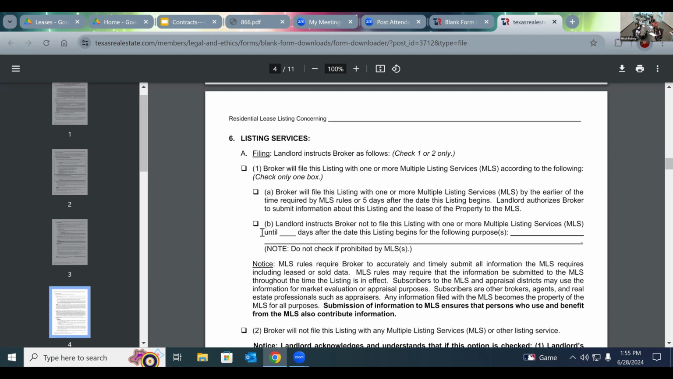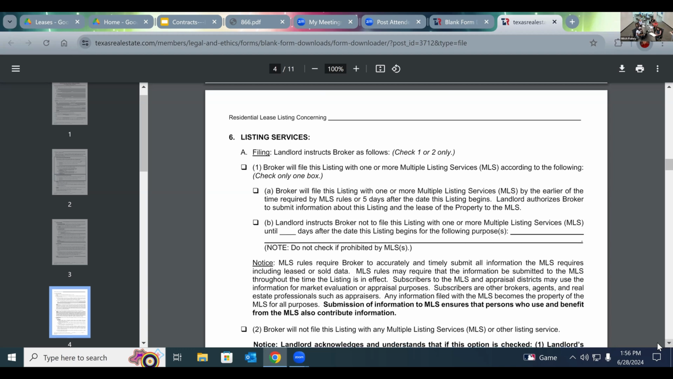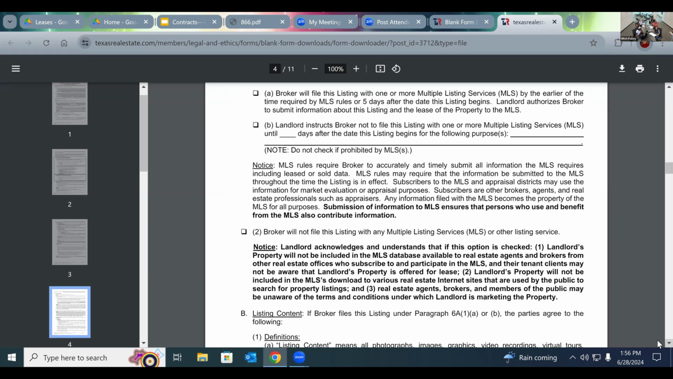And at this point, if you check 6A1B or 6A2 or 6B, you got all that? You want me to draw a diagram? If it's not going on the market within 3 days or not going on the MLS at all, you have to do the HAR 300.